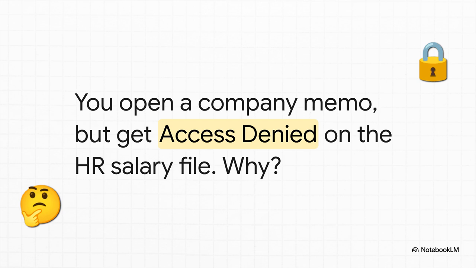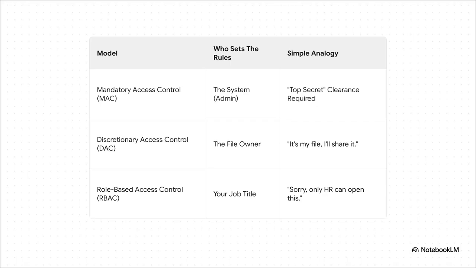Well, it's because there are all these different rule books being used behind the scenes. So this slide breaks down the three main ways systems figure this stuff out. First, you've got mandatory access control, or MAC. Think of this like military security clearance. The rules are super rigid, they're set by the system admin, and that's that. Then you've got discretionary access control, or DAC. Here, the power is in your hands. If it's your file, you decide who gets to see it.